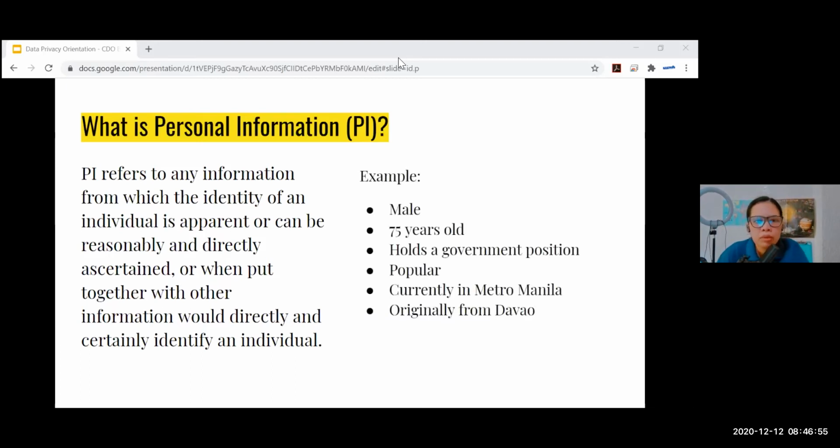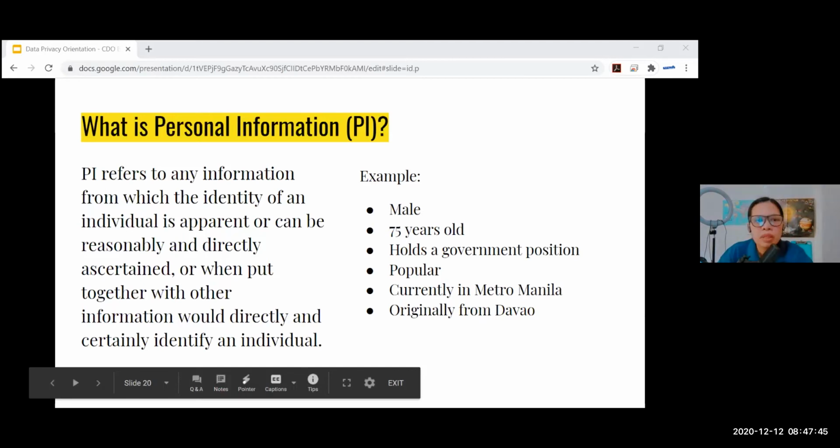Very good. I want to get answers. Say I'm going to tell you, there's this person who stole 1 million from me. These are the data: male, 75 years old, holds a government position, popular, currently in Metro Manila, originally from Davao. Who do you think is that person? Let's check the chat and see if I can get some answers from you guys. Okay, somebody said it is the president of the Philippines.